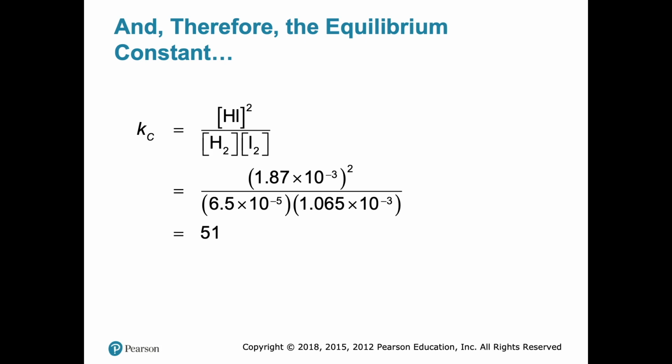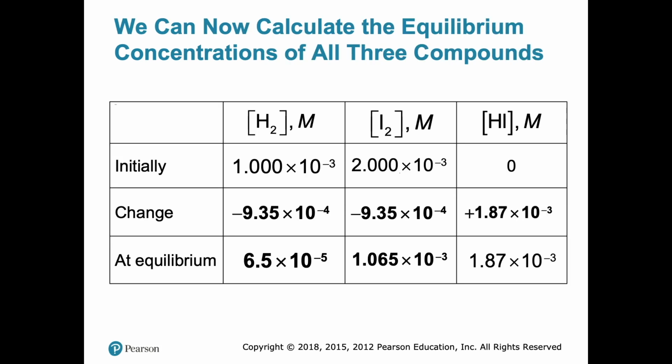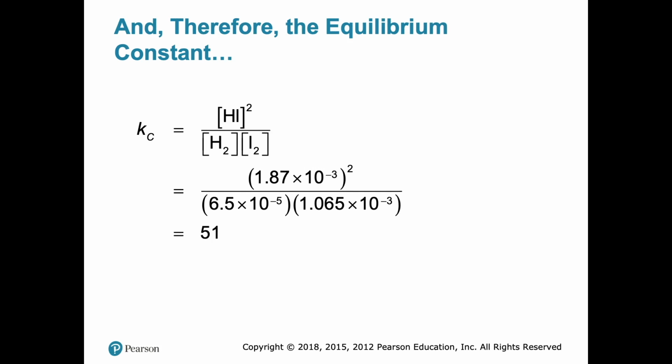And all we have to do now is plug in these equilibrium numbers that we got at the bottom into this equation. So that's 1.87 times 10 to the negative 3, squared. Don't forget the squared. And that's the equilibrium concentration of hydrogen iodide at the end. And then we have the concentrations of both hydrogen gas and iodine gas from the bottom of the ICE table.